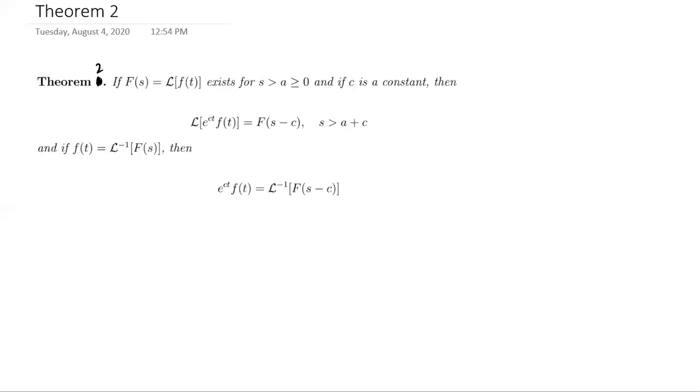And what's the domain of this new function? Well, it's s greater than a plus c, where c is whatever was in the exponent of the exponential. It also goes the other way around. Assuming that f is continuous, we know that the Laplace inverse is going to be unique, right? So in this case, we get the Laplace inverse of big F of s minus c. So big F shifted c units to the right is just e to the ct times little f of t. So another very nice shifting property.